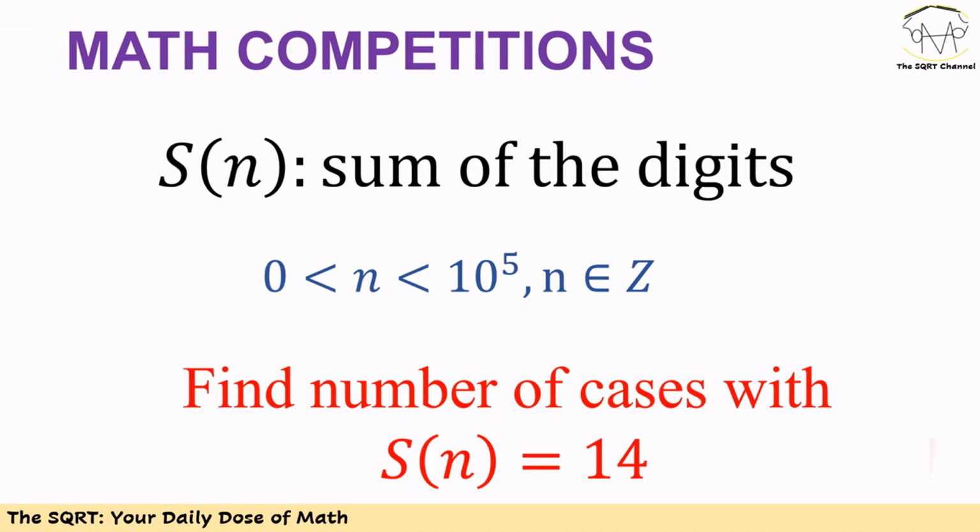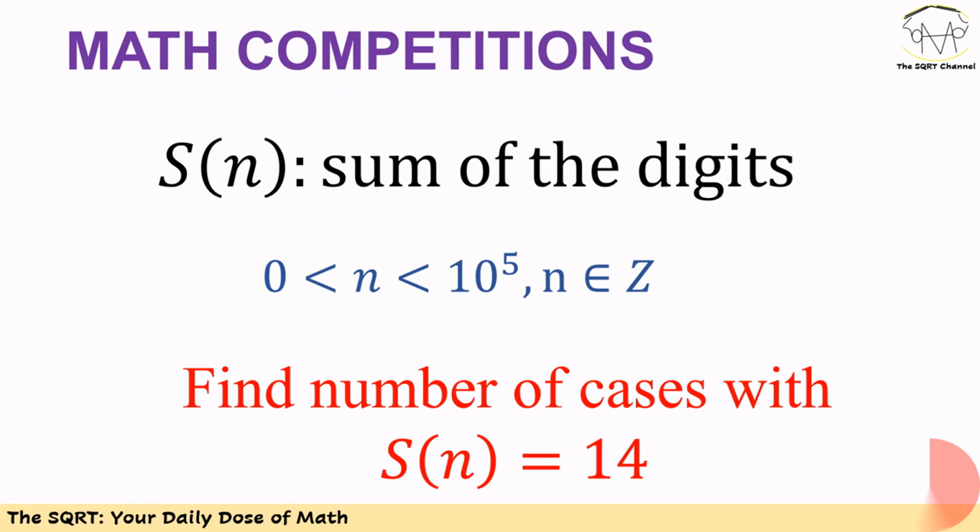Hello everyone. In this video, we are going to talk about a problem that we got from one of the math competitions. In this problem, we have Sn as the sum of the digits that we have for a number n, and for this problem, n is defined between 0 and 10 to the power of 5, and it is an integer. We want to find the number of cases that we have with Sn equal to 14.